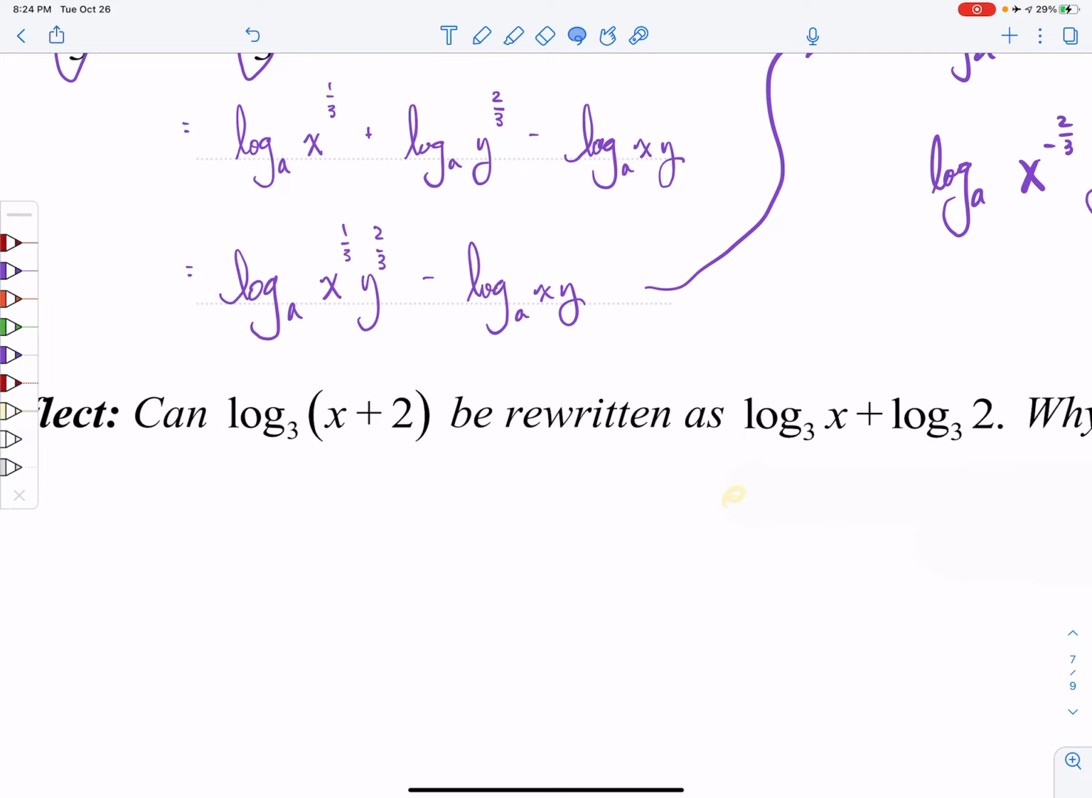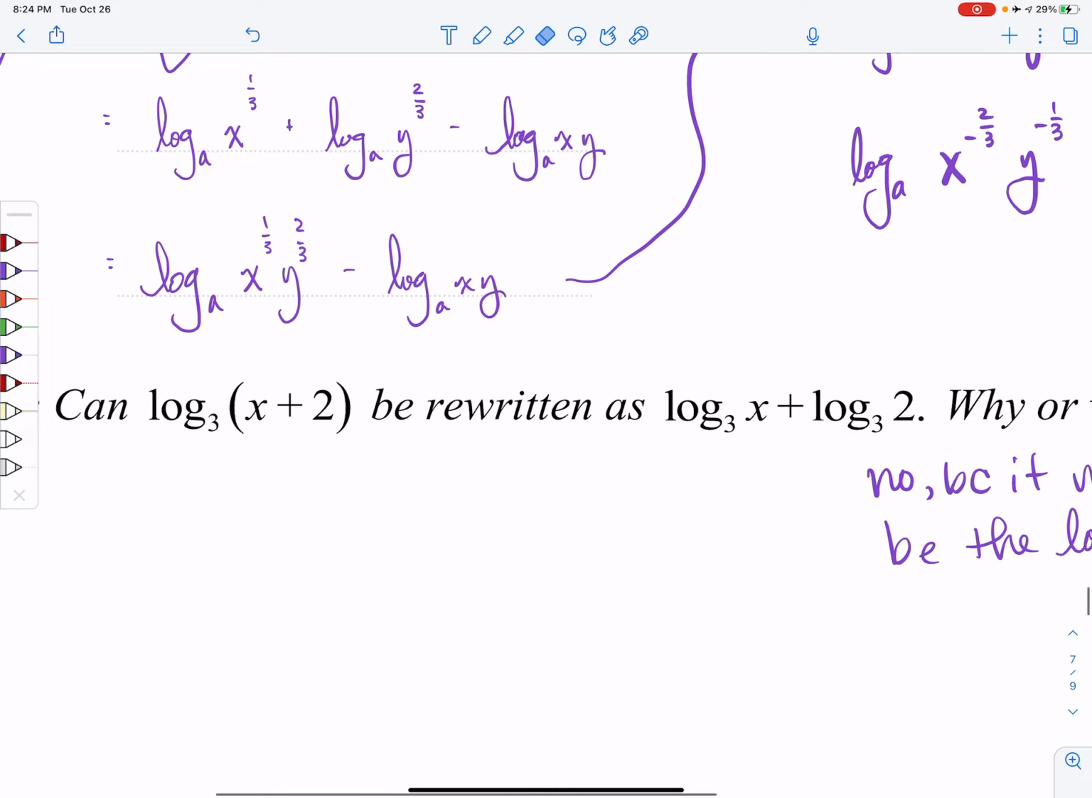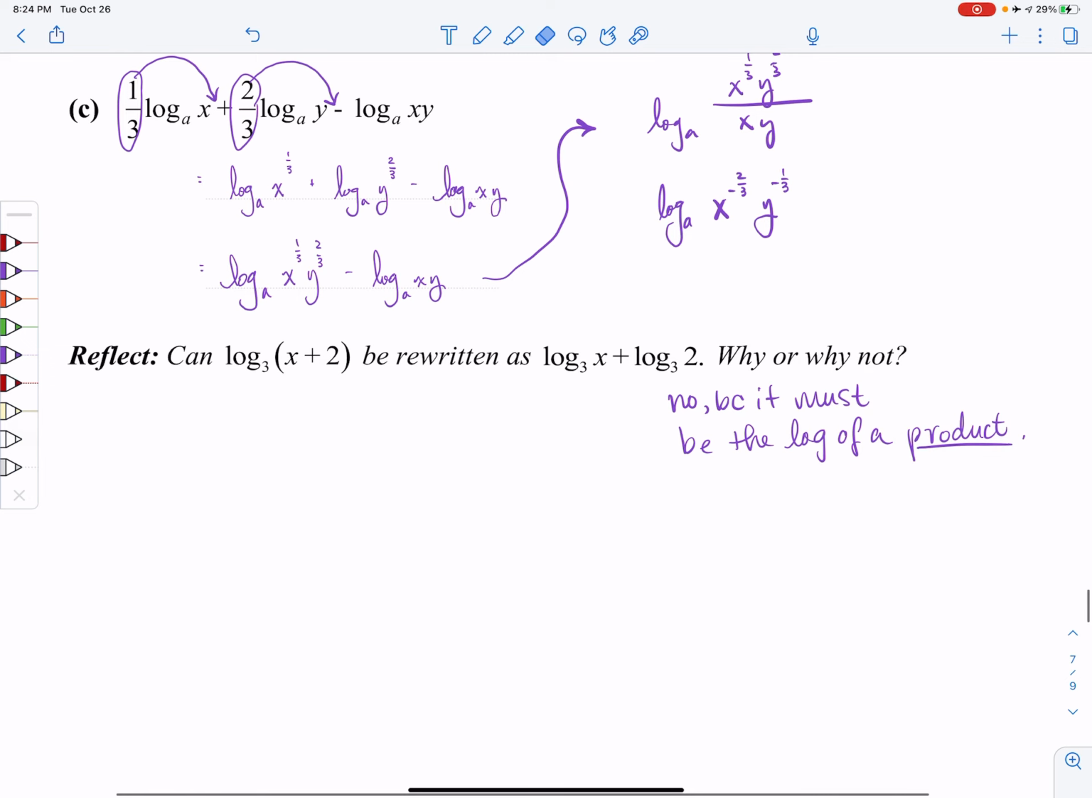And we would say no, it cannot. The reason is that rule has to be the log of a product. This is not the log of a product, it's the log of a sum, and we don't have a rule that says anything about that. Okay, so this right here would become log base 3 of x times 2, or 2x.